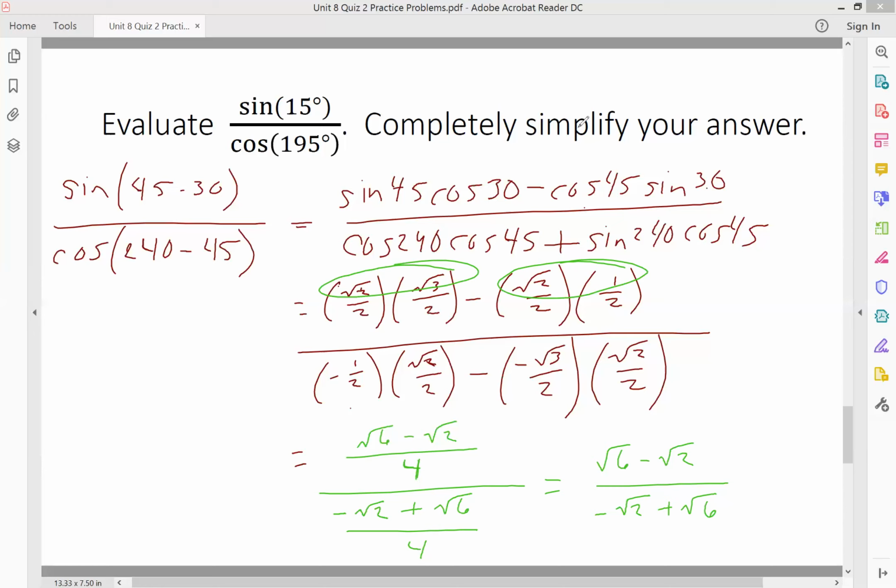Oh, this should be a plus sign here. I messed that up. So let's go ahead and fix our sign. I was like, oh, that equals 1. No, it doesn't. So let's change this. We're not going to subtract a negative. We're going to add a negative, which would be subtracting a positive. Changes this over here as well. All right. And then we get square root of 6 minus square root of 2 over negative square root of 2 minus square root of 6.